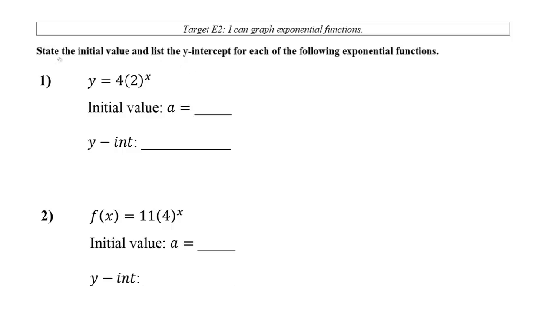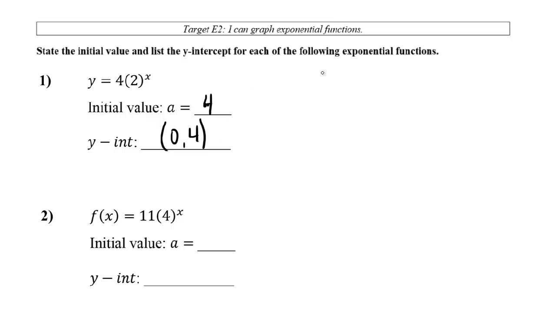So first three problems here. We need to state the initial value of each equation and then find the y-intercept, because that's going to help us graph it later on. So for question number 1, we have y equals 4 times 2 to the x. The initial value, remember, is just the number out in front. That's what initial means, the first thing. So a is 4, and since a is 4, that tells us exactly what our y-intercept is. It is (0, 4). That relationship is always going to be there.